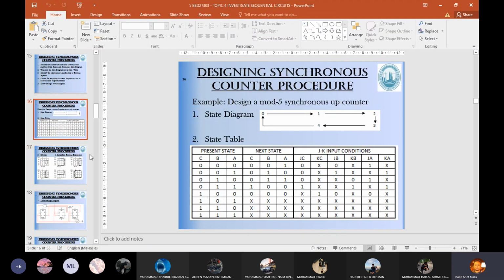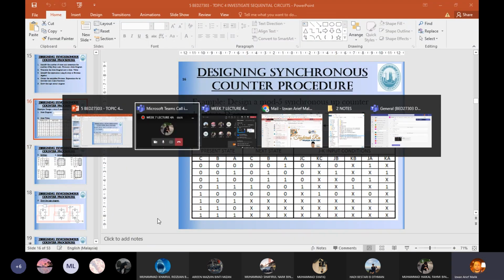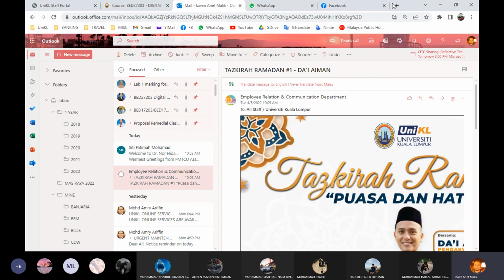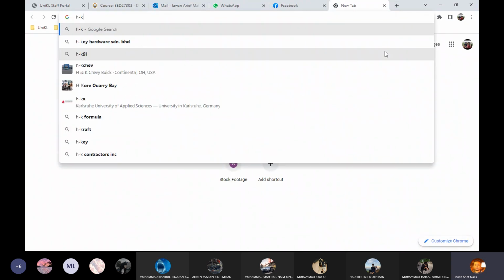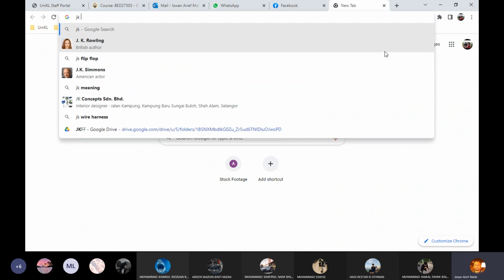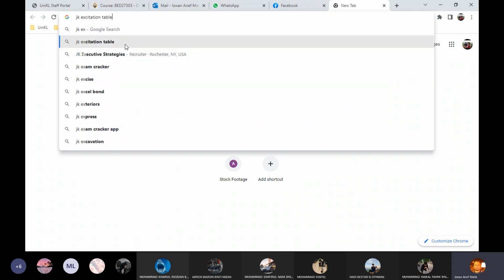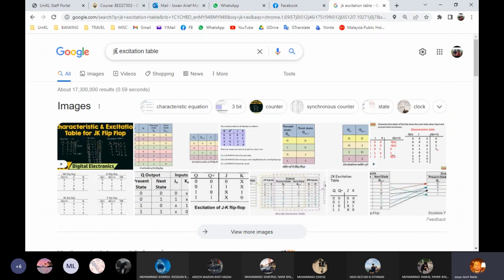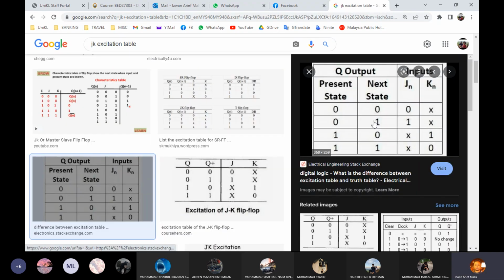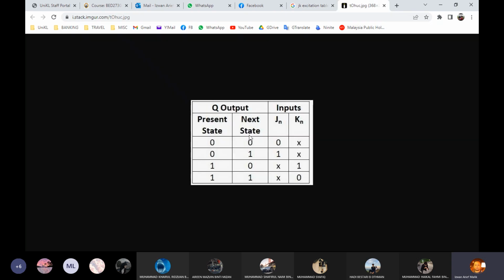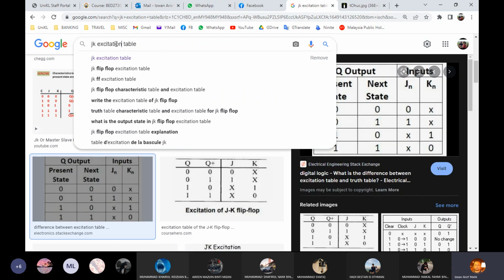Okay, and then the JK input condition is where you need to use something called the JK flip-flop excitation table. So these things you need to remember. So this is the JK input condition excitation table. Okay, its name is the excitation table.